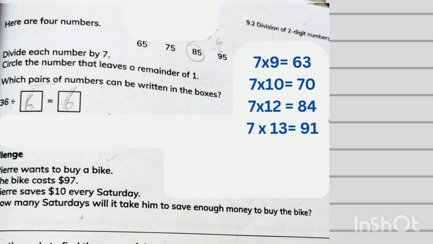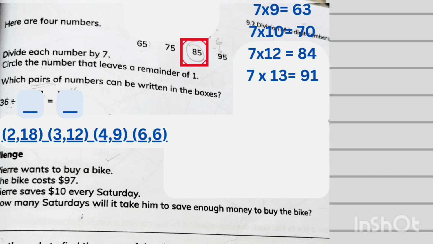Here are 4 numbers, 65, 75, 85 and 95. When they are divided by 7, these are their respective remainders: 2, 5, 1 and 4. We need to circle the one with remainder 1, that is 85.